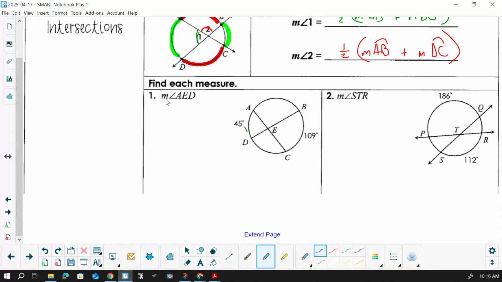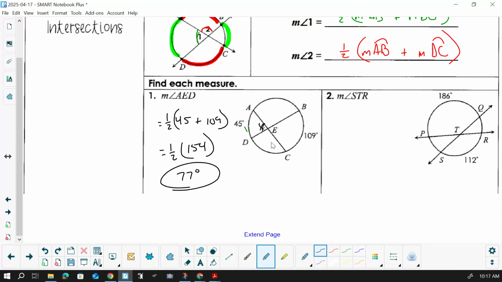Okay, so angle AED is this one. Well, we just did this. Angle AED, I'll make it X, is going to be equal to this arc plus 109 times 1/2. 45 plus 109 is 154. Multiply that by 1/2, and you get 77 degrees, and that's your answer. Okay. Next one here.